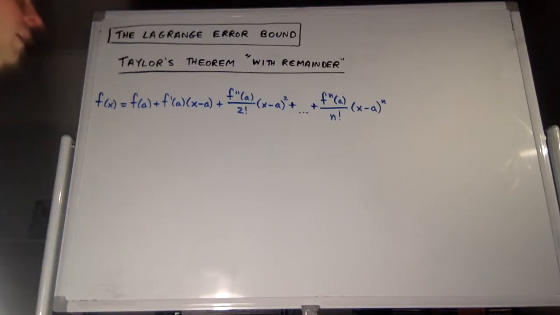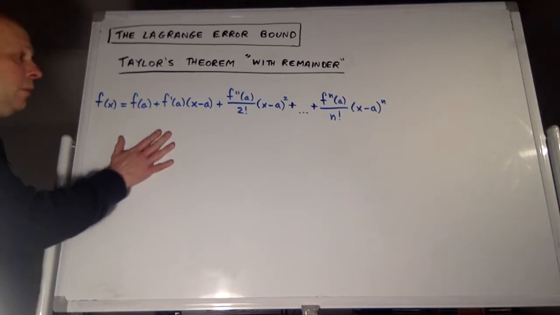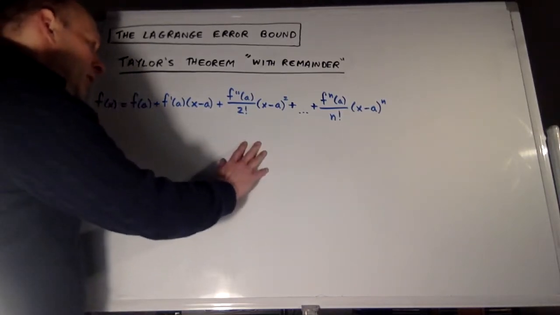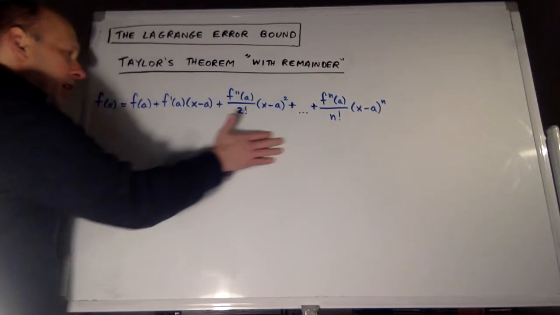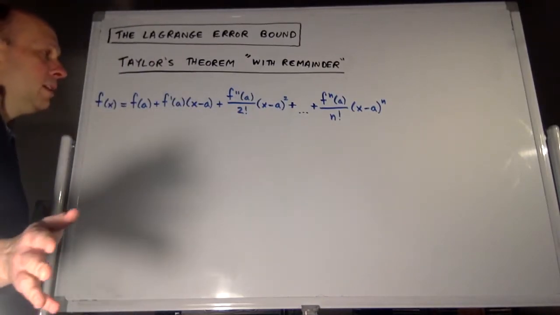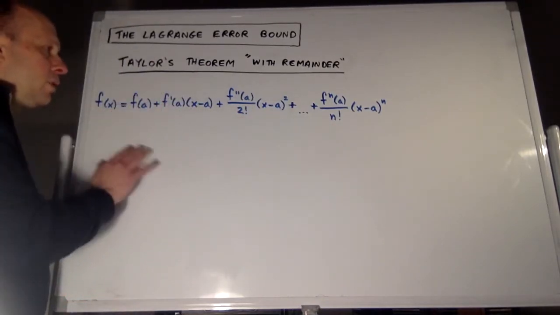So let's talk about that. So we probably remember that we could write a function as an infinite series, although if you look closely, I haven't written this as an infinite series. More about that in a second. But we remember the structure, right?